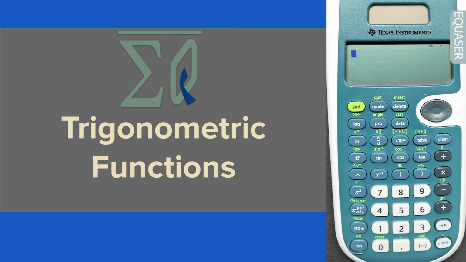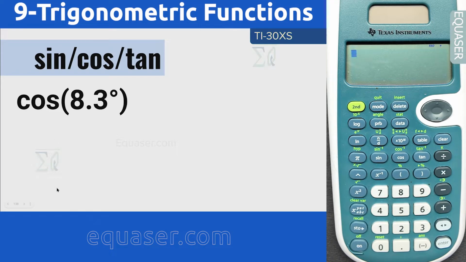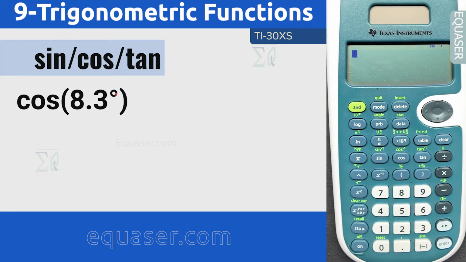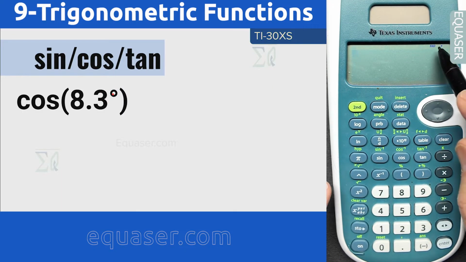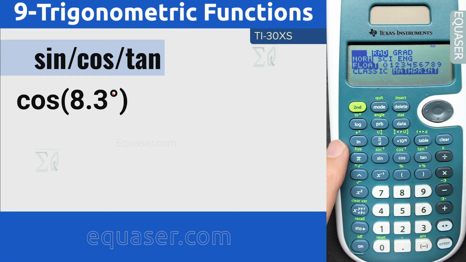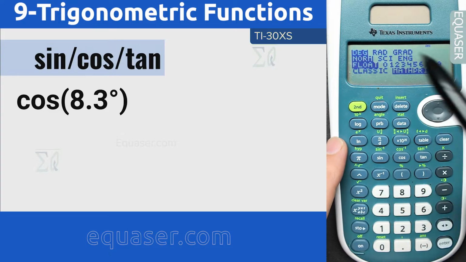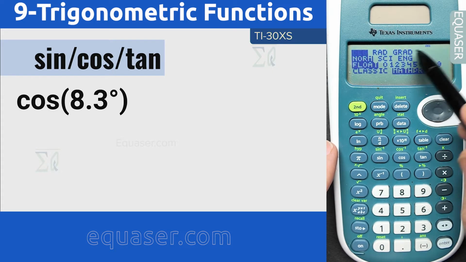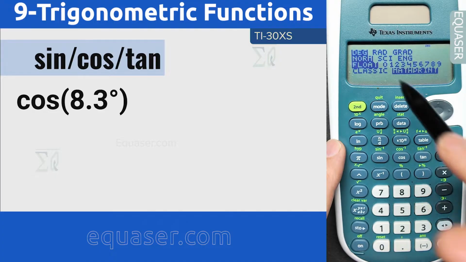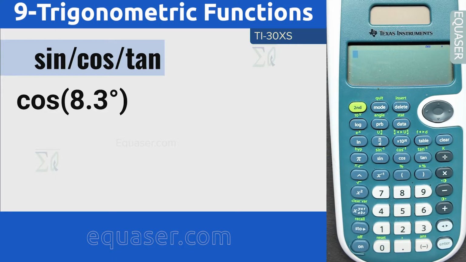Now let's do some trigonometric calculations. For sine, cosine and tangent, we will enter cosine, for example, of 8.3 degrees. Sometimes you need to specify this unit, because if I press mode, as you can see, this is not degree, it's radian. So the value will be assumed to be whatever the default one is. So now I select radian and press clear.